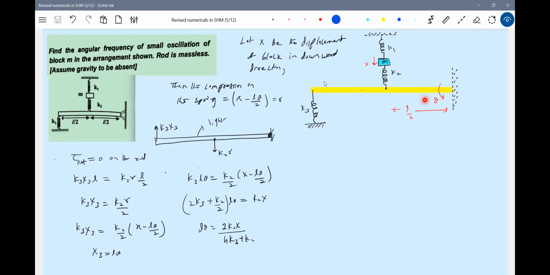If the rod rotates through angle theta, what is the linear displacement of this? Sir, both are in opposite direction. No, this will get compressed. The spring will compress. That's why the spring force is acting. Are you looking at this? Okay, sir.